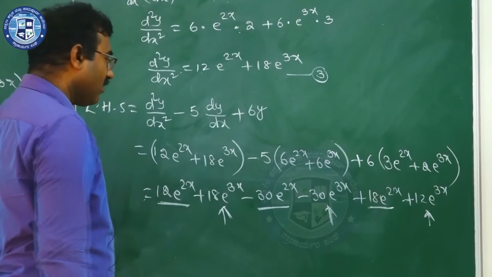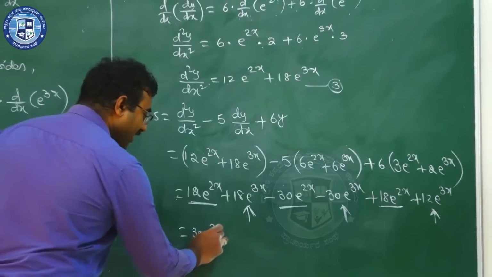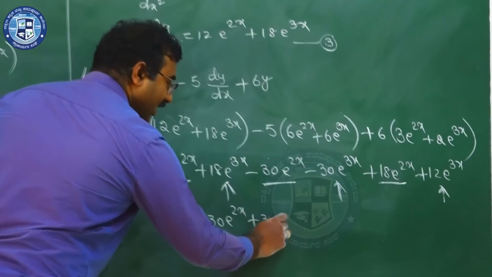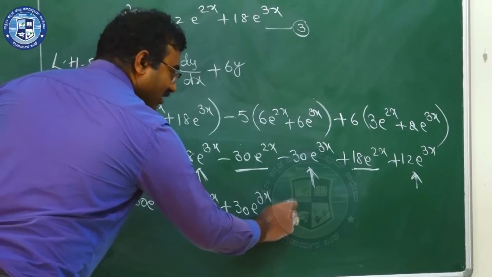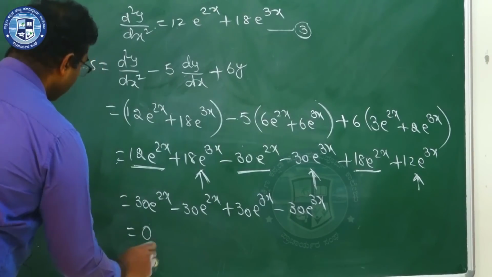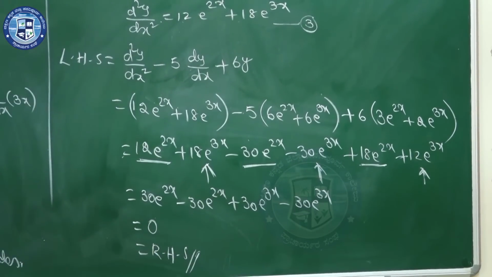So finally what you are getting is, the answer is 0. So 30 e power 2x minus 30 e power 2x plus 30 e power 3x minus 30 e power 3x we are getting. So finally the answer is 0, which is the RHS. We need to prove this one only. Okay, right?